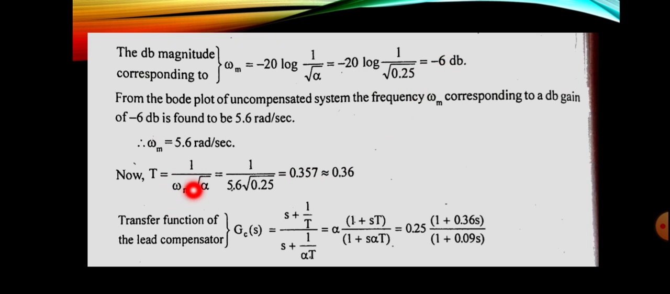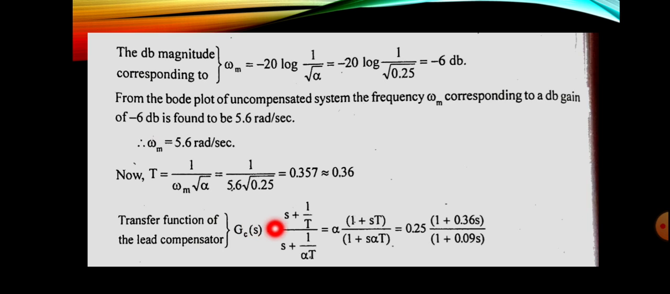So you can substitute that value here. That is, here we obtain this dB value. You have to convert it into the radians value by taking the anti-logarithm. So omega m will be equal to 5.6 radian per second. So now for this system, omega will be equal to 5.6 radian per second. That is, we can substitute, that is approximately equal to 0.36.